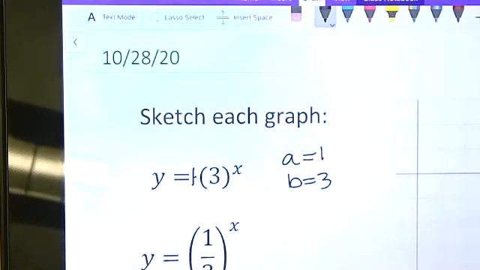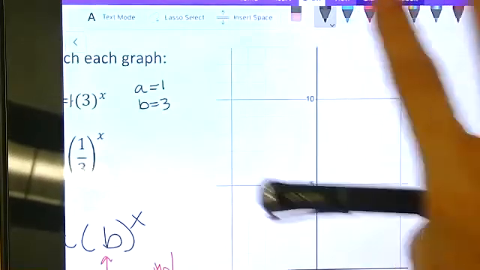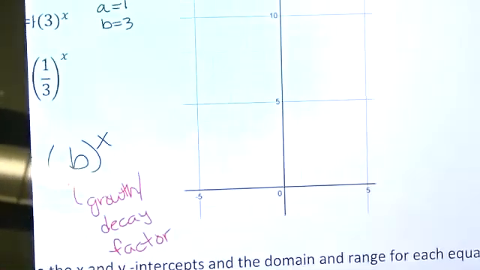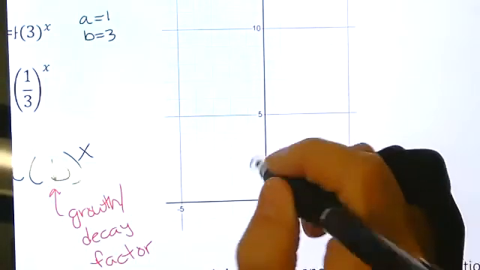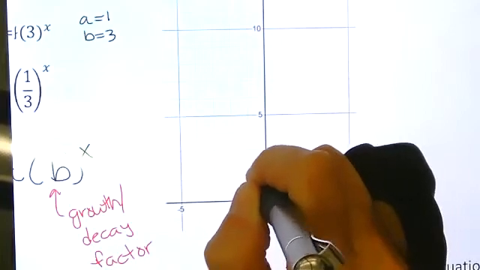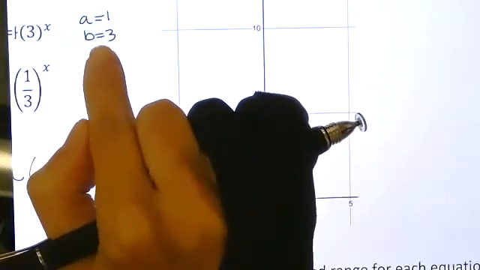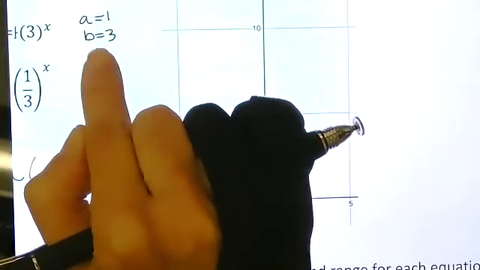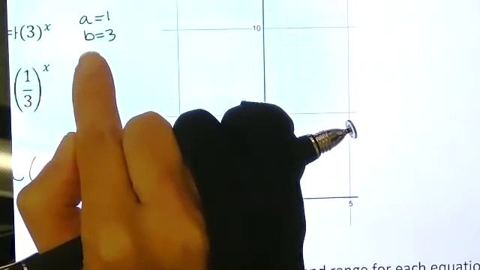To graph this, I can, if I want, set up a table and then just plot points. I can also just use the a and the b and go straight to graphing this. Now, if a is 1, that's my y-intercept. So I can put a point at (0, 1). That's my y-intercept. My growth factor is 3, and it's growing because this number is greater than 1. So I'm going to see an increasing exponential.